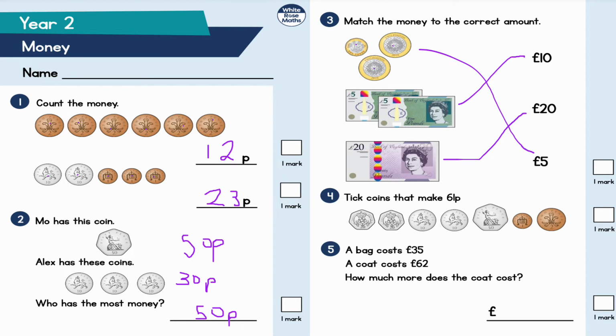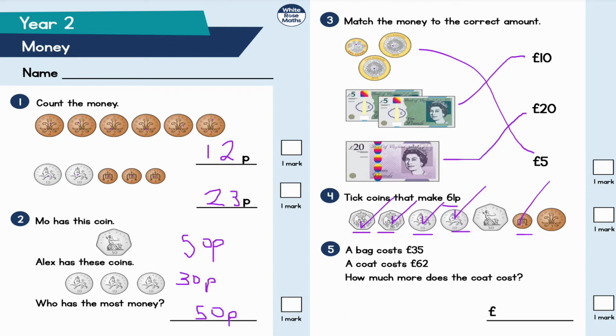This is question number 4. Tick the coins that make 61 pence. Okay, well, I can do 20, 40, 50, 60, 61. Okay, so I'm going to tick this one, this one, this one, this one, and this one.